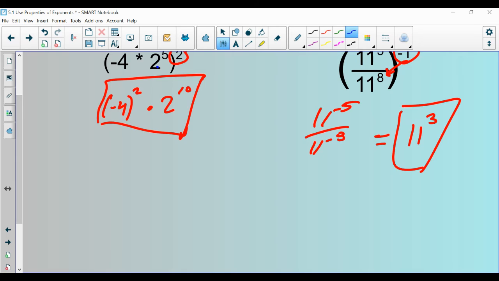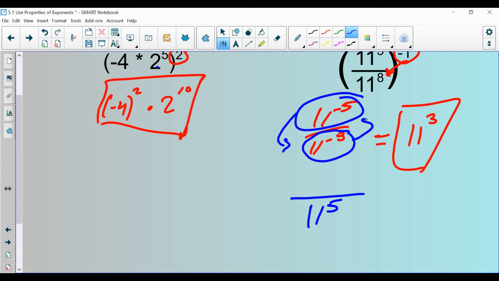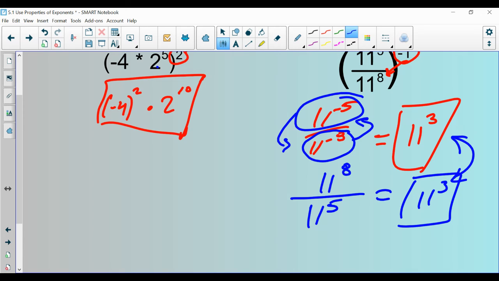Another way that you could have answered the same question is to say, hey, this has a negative exponent. That means it has to be moved to the denominator and make the exponent positive. This one here has a negative exponent. That means it has to be moved to the opposite place, which would be the numerator, and then make the exponent positive. From here, you would subtract them, and you would get 11 to the 3rd, same answer.